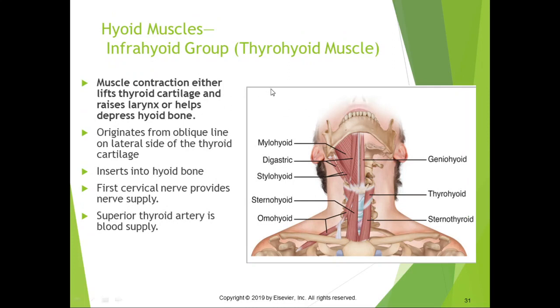There are so many and they get confusing. We have the thyrohyoid muscle. We can see it right here. It's a little bit more to the lateral, to the side. Again, it's going to originate from the oblique ridge of the lateral side of the thyroid cartilage, right up in here, and it's going to insert up into that hyoid bone. So when this muscle contracts, it's either going to lift that thyroid cartilage, or it's going to raise the larynx, or it's going to push that hyoid bone down.